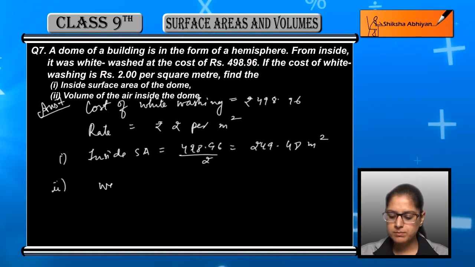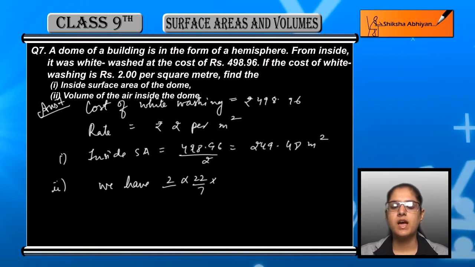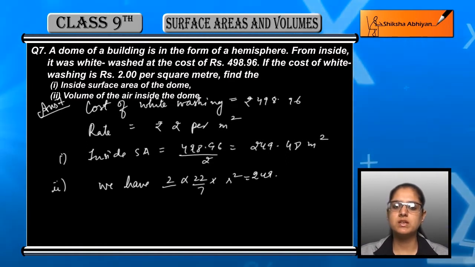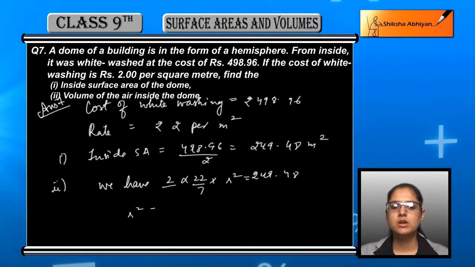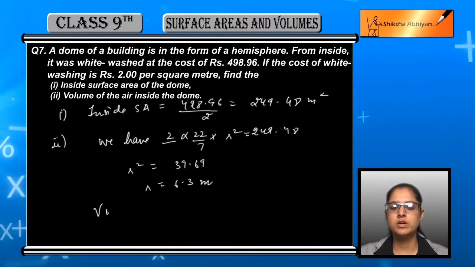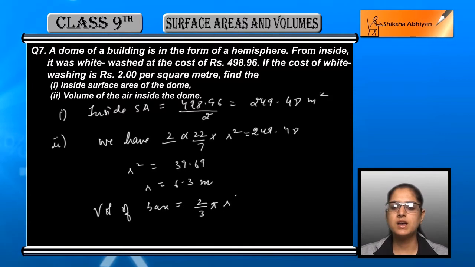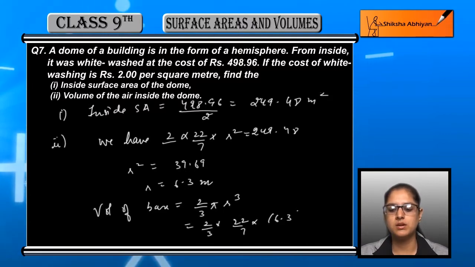Now the second part says the volume of the air inside the dome. ये हमें निकालना है. एंड अगर एक हेमिस्फेयर हमें गिवन है, तो हेमिस्फेयर का फॉर्मूला होता है 2/3 इंटू 22/7 आर क्यूब. इससे हम आर नहीं निकाल सकते, तो हम सरफेस एरिया से आर निकालेंगे, विच इज इक्वल टू 6.3 मीटर.